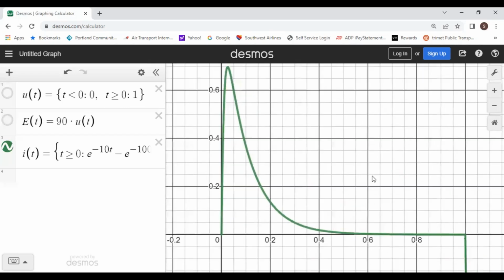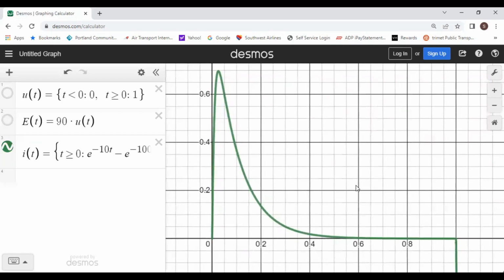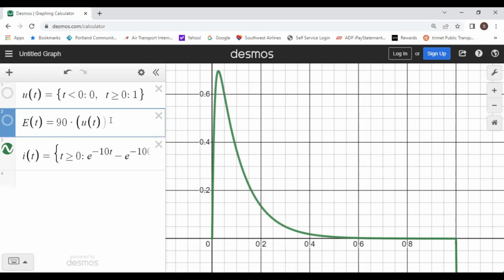And then what happens is, oh, sorry. So our electromotive force was equal to 90 times, and then this is actually supposed to be 1 minus.